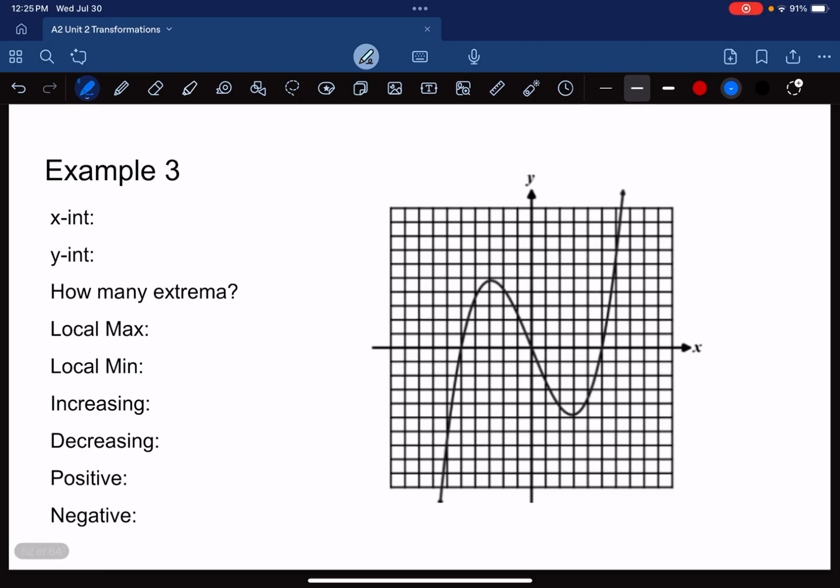Give this one a try. Pause the video and come back when you're finished. So that's a -3. That's -5. That's 5. That's 3. This is negative 1, 2, 3, 4. There's -5 there, +5 there. So x-intercepts: -5, 0, and 5.